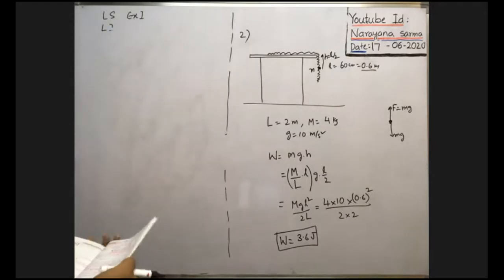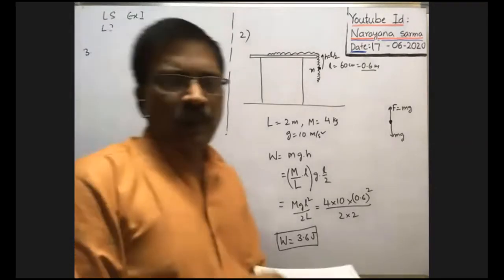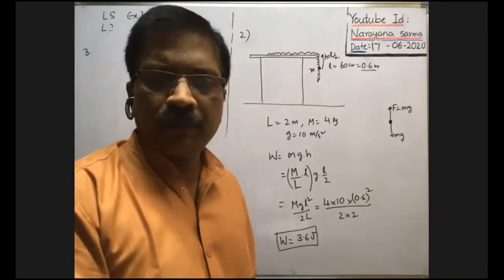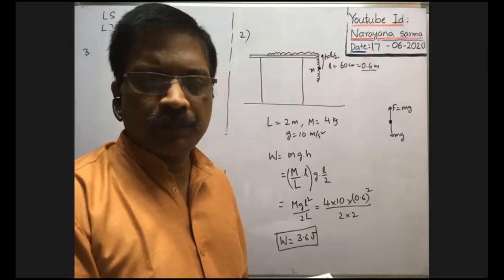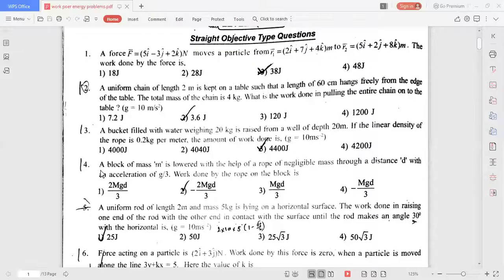Okay, next, third problem. All of you see the third problem. A bucket filled with water weighing 20 kg is raised from a well of depth 20 meter. If the linear mass density of the rope is 0.2 kg per meter, the amount of work done is?